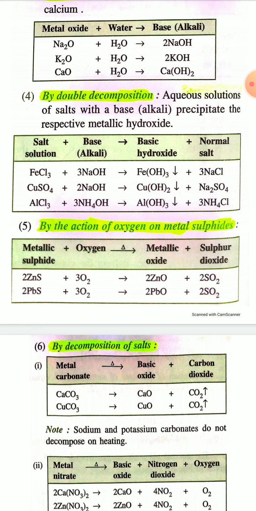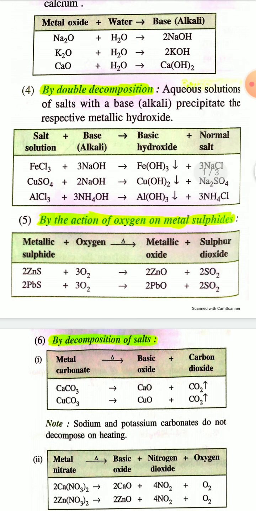Similarly, when copper sulfate CuSO4 reacts with NaOH, that is CuSO4 plus 2NaOH, it will produce a precipitate of copper hydroxide, which is basic in nature, Cu(OH)2, plus Na2SO4. And similarly, when AlCl3 reacts with ammonium hydroxide, NH4OH, it will produce Al(OH)3, aluminum hydroxide, plus ammonium chloride. All these reactions are double decomposition or double displacement reactions. So by using double decomposition reaction, you can prepare some basic hydroxide.